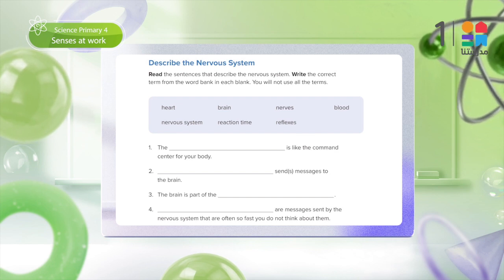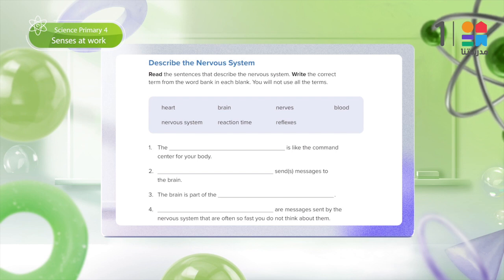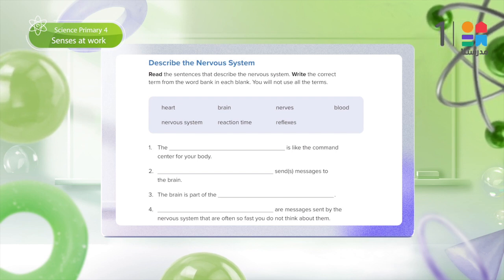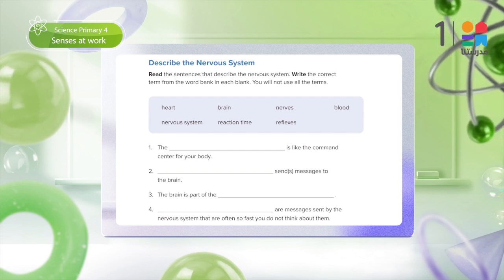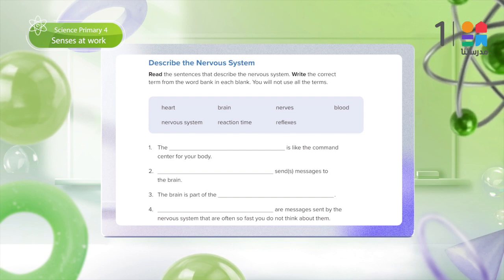The messages the nervous system sends are often so fast that you do not think about them. So fast? What are they? Exactly, the reflexes. Of course, this happens when the body is exposed to danger, such as when you touch a very hot cup. You will find your hand moved away from the cup. Then you start to feel the heat after that because your nervous system made a reflex reaction without thinking to protect the body from danger.